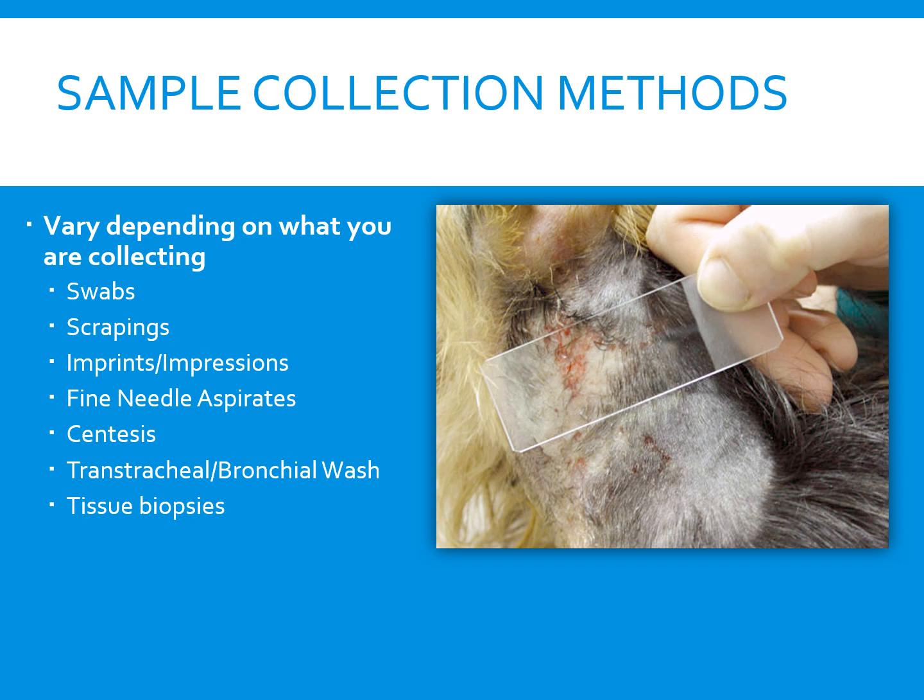Fine needle aspirates or FNAs. Centesis, which is where we pull fluid, like from the abdomen, for example. Transtracheal or bronchial washes. And with tissue, we use biopsies like punch biopsies, for example.